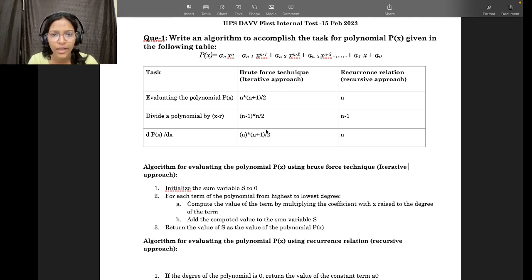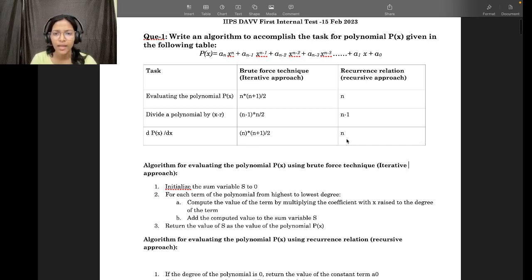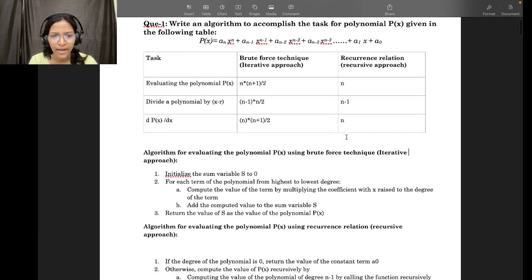Now for the iterative approach, the first is n multiplied by (n plus 1) by 2. For dividing a polynomial by x minus r, it is (n minus 1) into n by 2. And the third one is n into (n plus 1) by 2. For the recursive approach, it is n minus 1 and n.